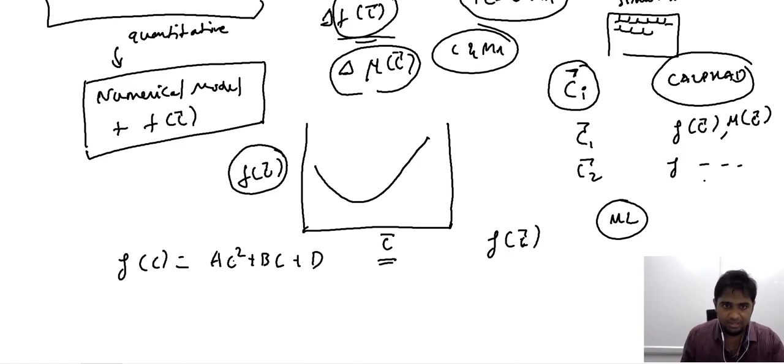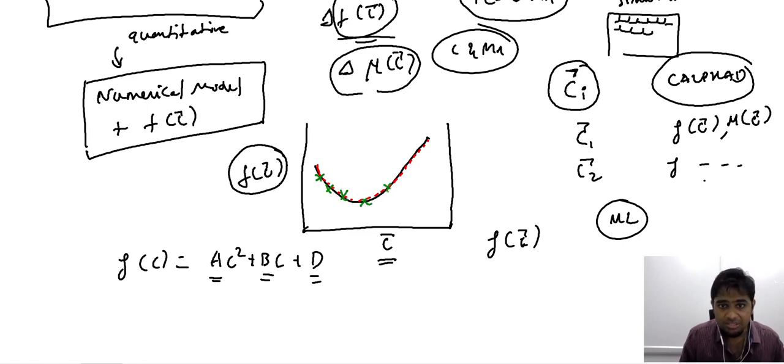So we have C, the variable, the concentration, and we have A, B, and D. These are coefficients, and when you are able to accurately estimate these coefficients, you will be able, using this function, to appropriately fit a parabola through these individual data points. So what CalFAT gives us is the individual data points.